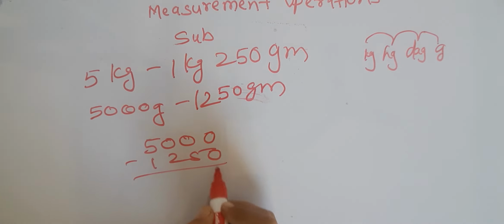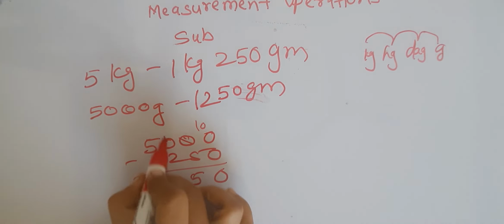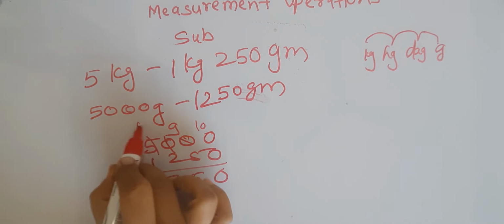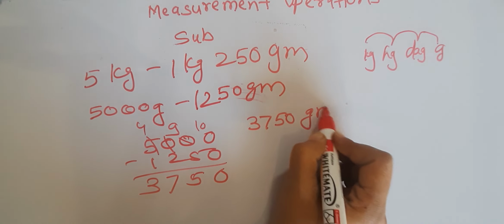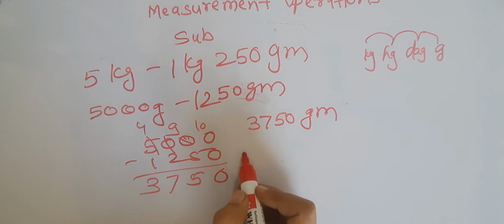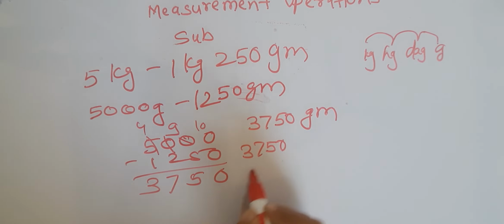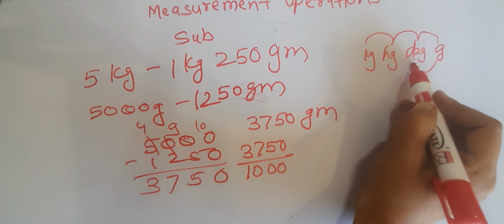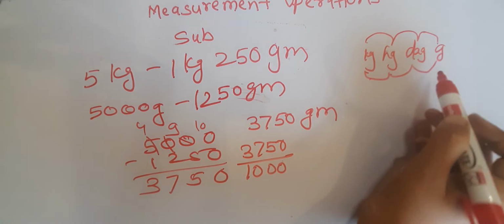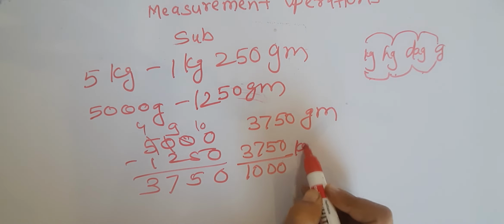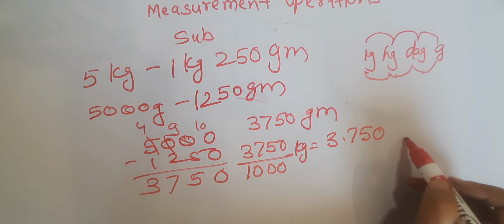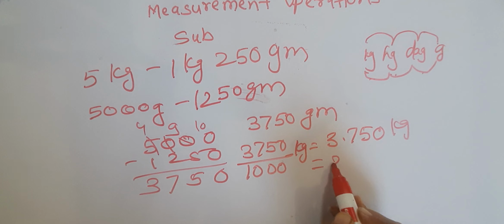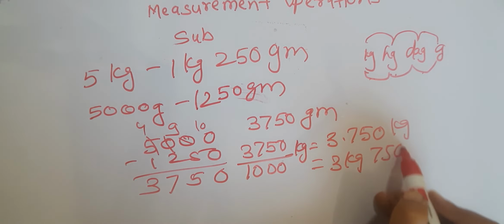We'll perform the subtraction the normal way. So it is 3750 gram here. Again what we'll do is we'll convert it into proper form, that is we'll convert it into kilogram, so we'll divide it by 1000 here. We are going from smaller to bigger unit. 1, 2, 3, that is 3 zeros, so 3.750 kilogram, or you can say 3 kilogram 750 gram.